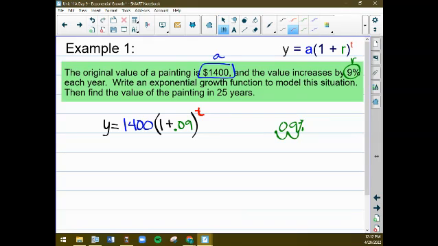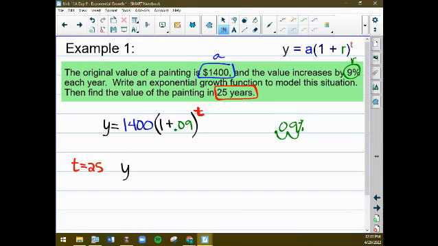Okay, so this is the equation. t is the unknown value. That's like my variable. I don't know what t is. So now it's saying find the value of the painting in 25 years. So now when t equals 25, what am I going to do?